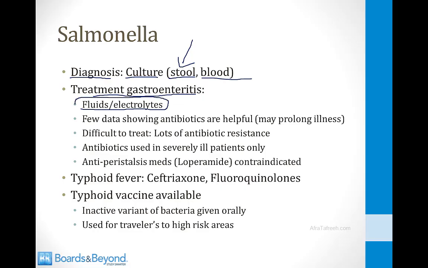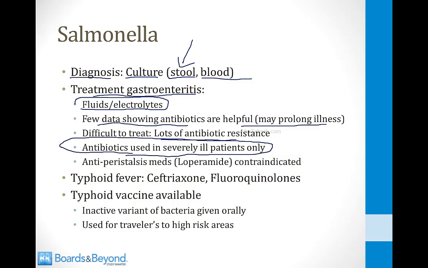And then one thing to keep in mind about Salmonella is that there are very few data showing antibiotics are helpful, and in fact some data show it may prolong the illness. In addition, Salmonella is difficult to treat because there's lots of resistance, so antibiotics are only used in severely ill patients. Most people who have a Salmonella gastroenteritis do not receive antibiotics. And antiperistalsis medications like loperamide are contraindicated. A lot of people like to take these for diarrhea, but they can prolong the illness.